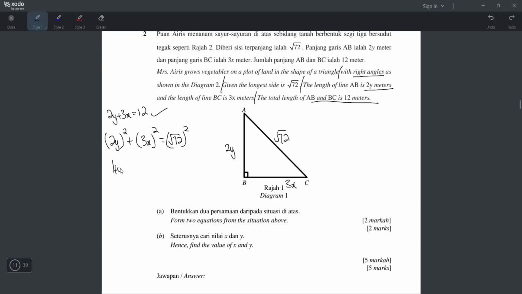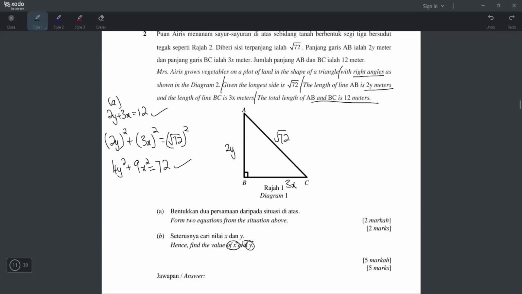2y square dapat 4y square. (3x) square means dua-dua ni kena square lah. 3 pun kena square, x pun kena square. So 9x square. Square root 72 square, the square root and square can potong, so dia akan tinggal 72 sajalah. Okay, so this is the second equation. So sudah siap A lah, dua markah. Satu markah sini, satu markah sini. Okay, now let's do B.